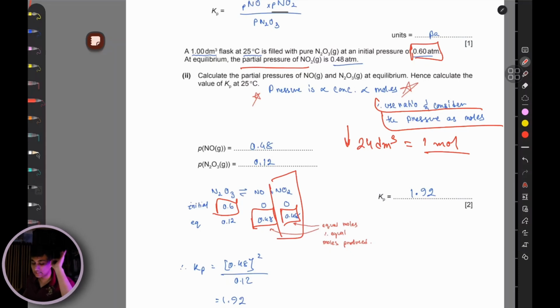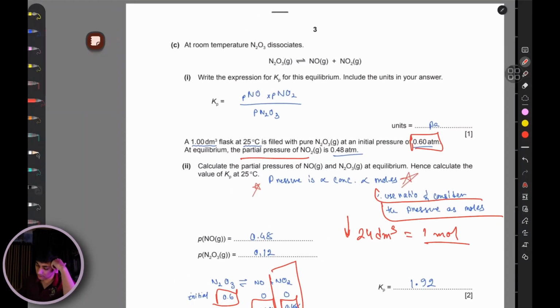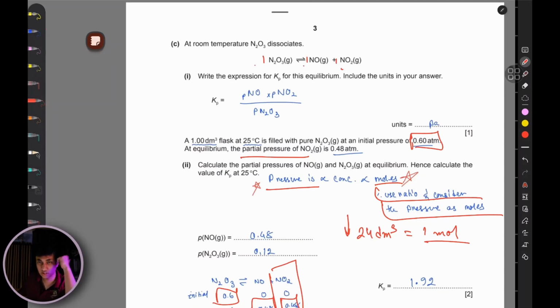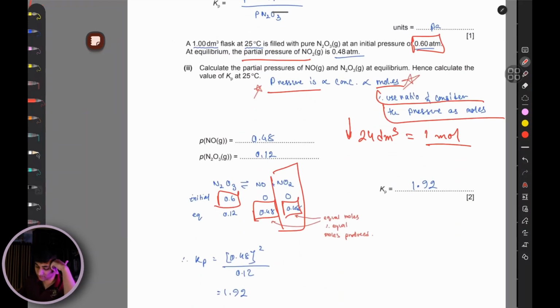Fair enough. Now, also consider this. Notice your moles are proportional to pressure. So notice the ratio of moles, 1:1:1. Agreed? Fair enough. So if there is 0.48 moles of NO2, what is the moles of NO going to be? I mean, in terms of partial pressure, sorry.